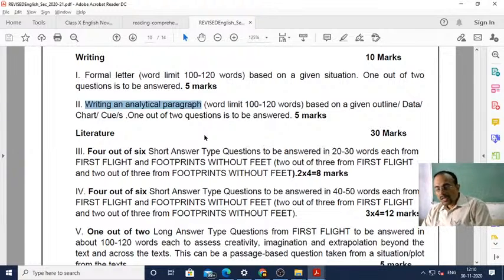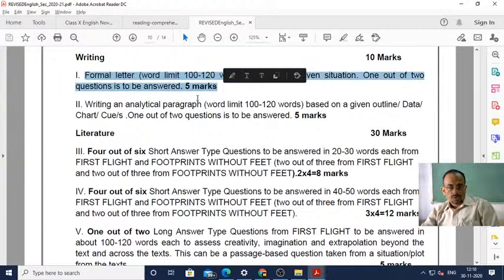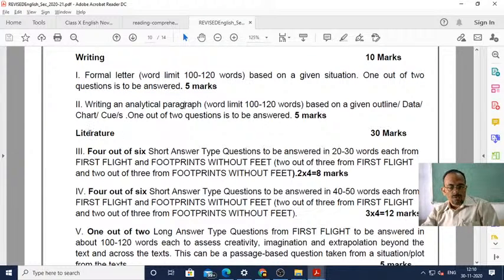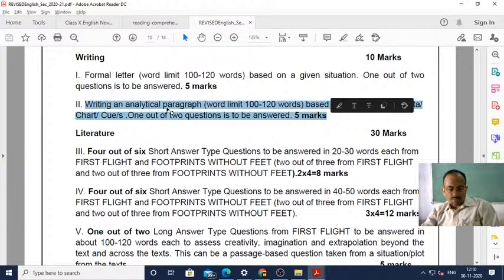Last year there was story writing, but this year for class 10 there is no story writing. So this year you have been given paragraph writing based on analytical data analysis. Okay, and the first question, as I told you, will be based on a formal letter. So as we go for revision, we should certainly practice 1 or 2 sample data analysis paragraphs also.